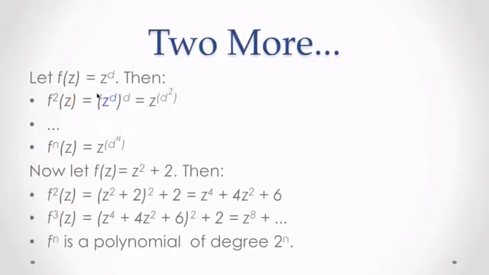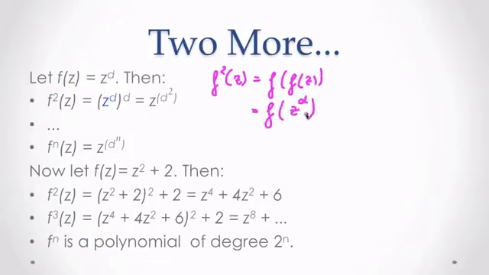Two more examples. Let's look at f of z equals z to the d. f2 of z is then f of f of z. So that equals f of z to the d, which means we need to plug in z to the d into the function. Wherever you see z, we're going to replace that with z to the d.